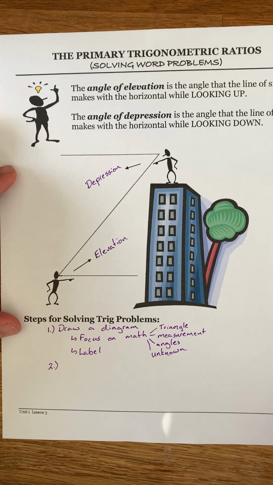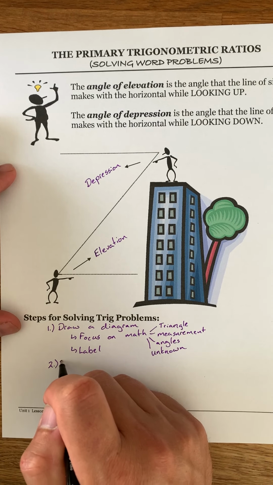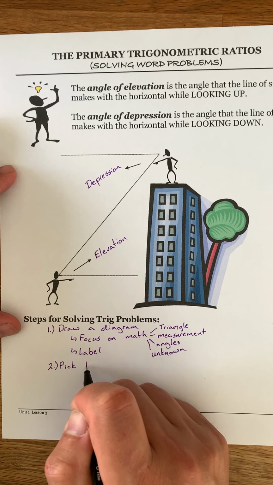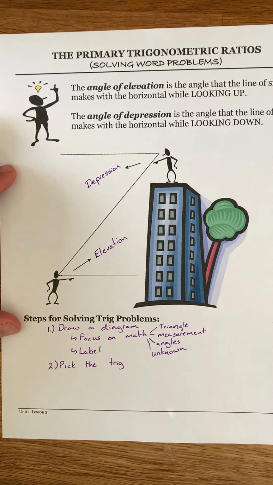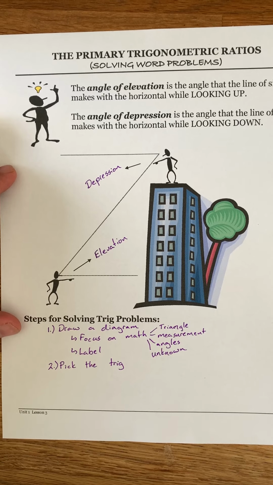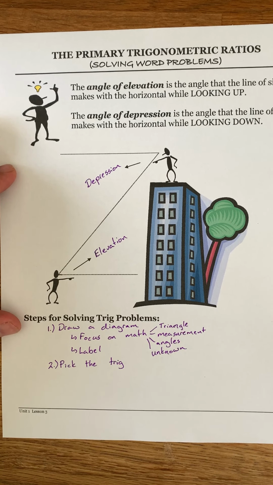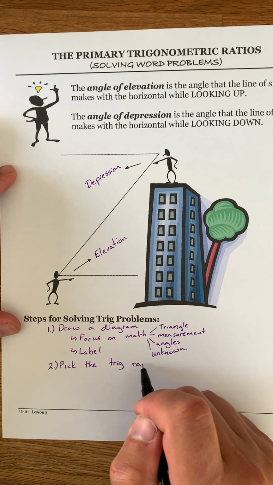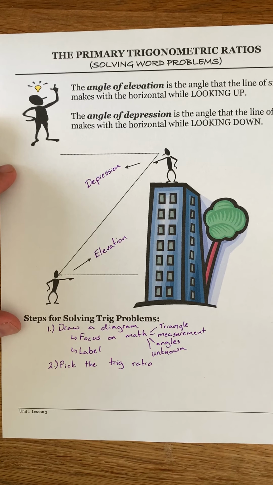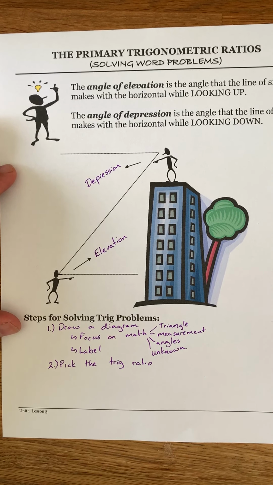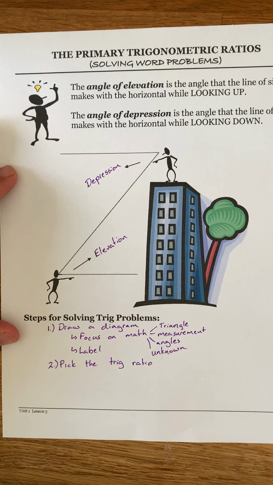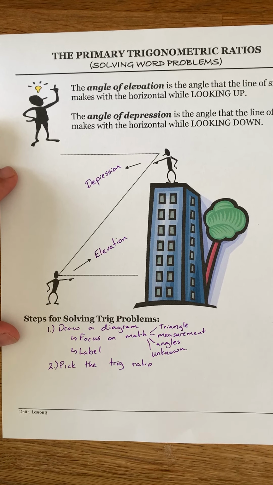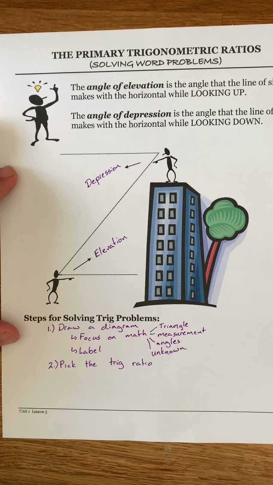Second thing that needs to be done is to pick a trig ratio. You're going to know from drawing the diagram and locating the triangle, are you talking about the opposite side, the adjacent side, or the hypotenuse? Are you trying to find the opposite side, the adjacent side, the hypotenuse, or are you trying to find an unknown angle? With those details, you can choose what you need to solve the problem.